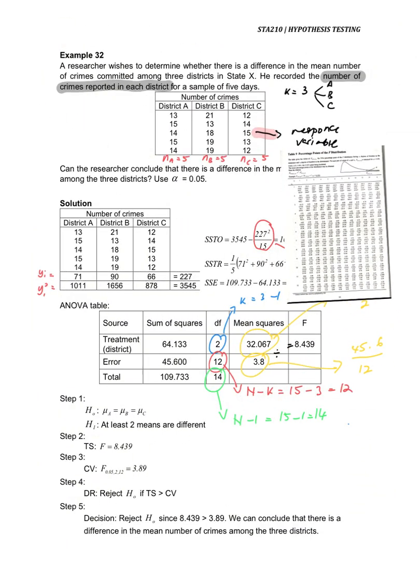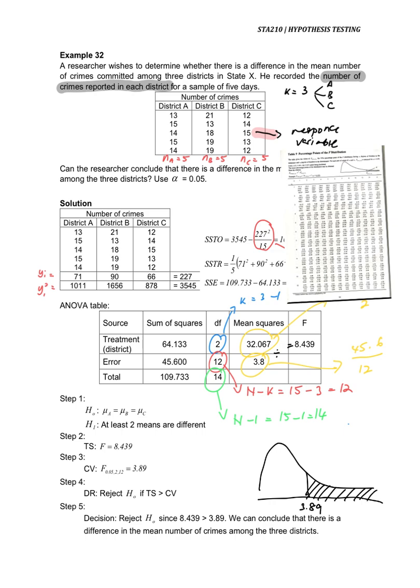Okay, so that's why I write here the critical value is 3.89. So in step number 4, decision rule, we reject the null hypothesis if the test statistic is greater than the critical value. So if we draw the F value here, let's say the critical value is 3.89. So let's say the rejection region is here, 3.89.